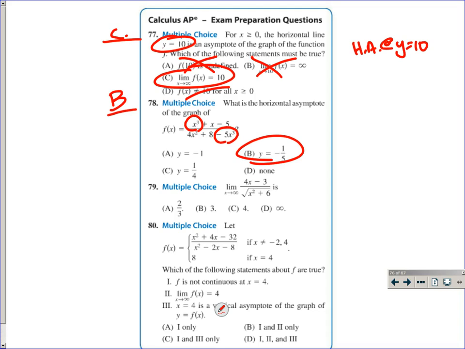Number 79, you're going to infinity, and what do you guys think? Top wins, bottom wins, tie? Tie. Oh, I heard of that. Tie. Tie. There you go. Yes.